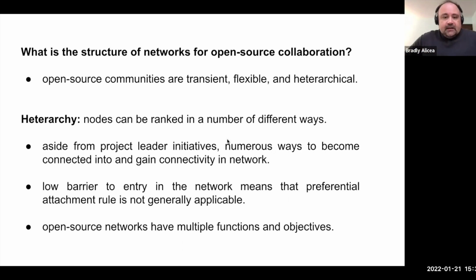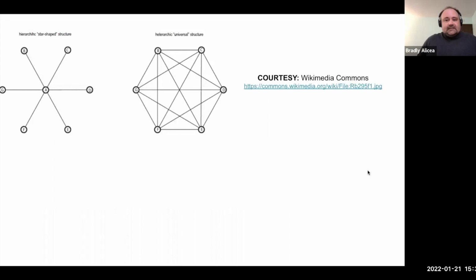of a project. If you have a low barrier to entry in your network, that means that what they call the preferential attachment rule, which often drives a lot of this fragmentation, is generally not applicable. And open source networks have multiple functions and objectives which reinforce this hierarchical aspect. So what I'm saying is that open source networks tend towards hierarchy, but there's a lot of things in terms of project management and other types of forces countervailing to that, that work against it.